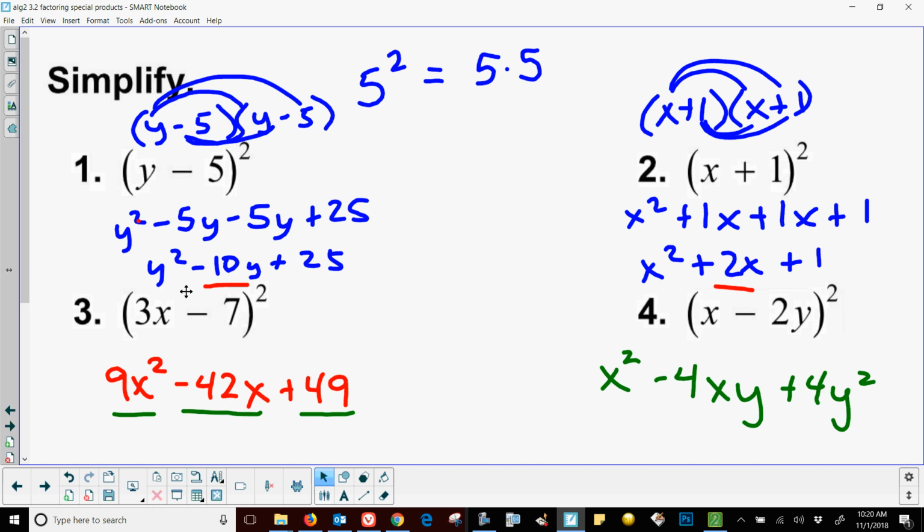So negative 7 times 3x is negative 21x. So when we double it, it becomes negative 42x. The negative 7 became 49. The 3x, 3 squared is 9, and x squared is x squared. Same thing over here. X became x squared. Negative 2y. Negative 2 times negative 2 is positive 4. So positive 4y squared. Negative 2xy doubled became negative 4xy. And I said, look, otherwise we're just foiling these like normal. We get the same answer. So it's not a big deal if you can't recognize the pattern.